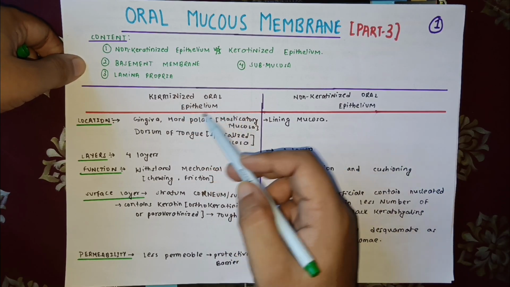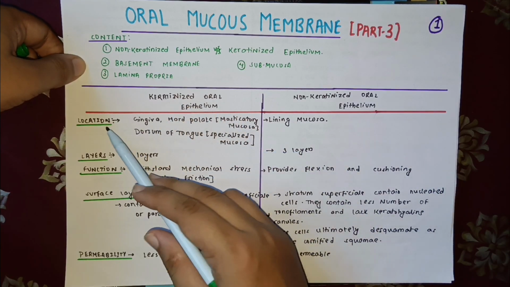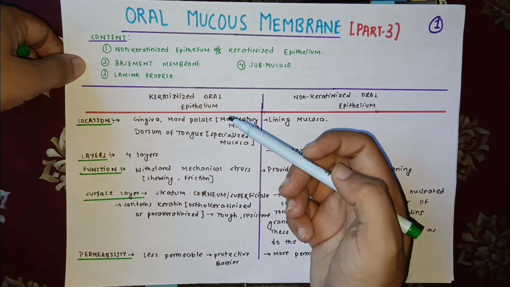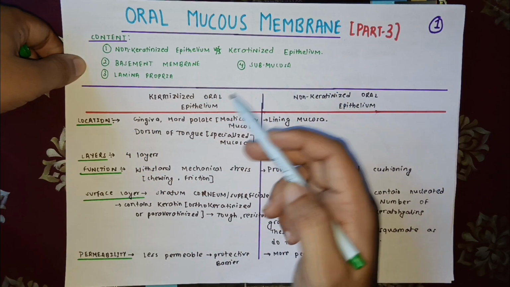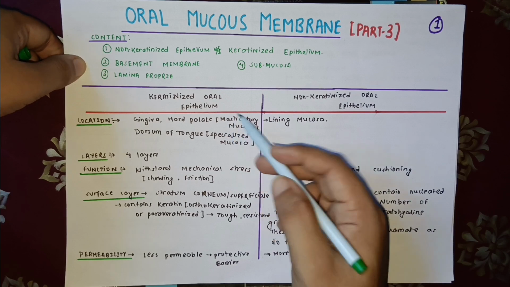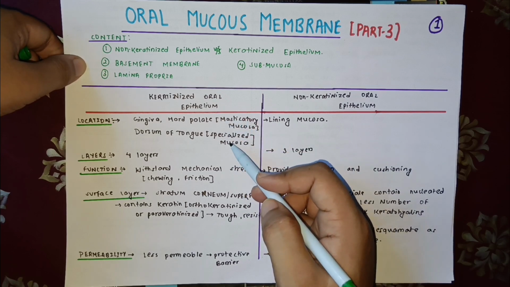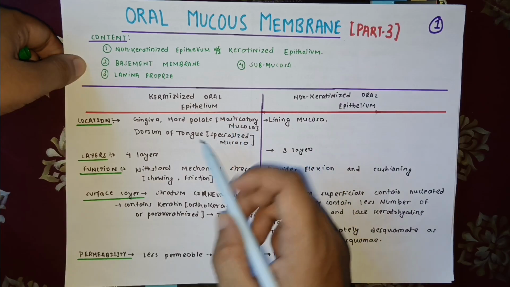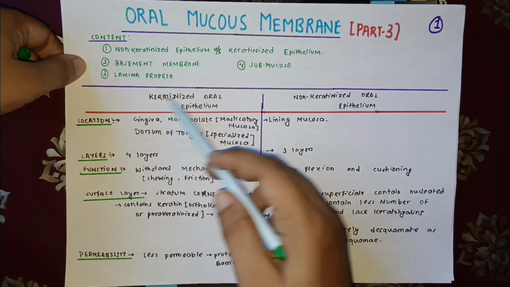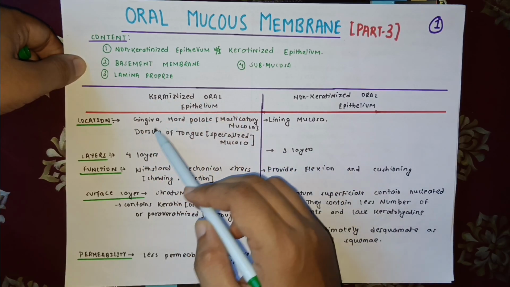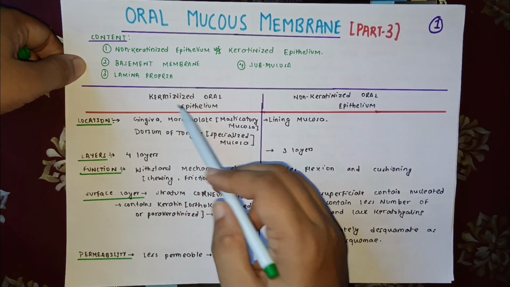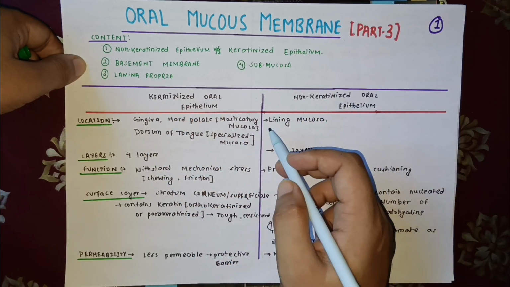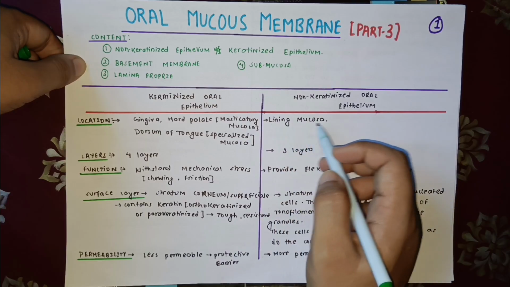In keratinized oral epithelium, as we can see here, first of all, location. In the first video, in the classification section of the oral mucous membrane, I discussed masticatory mucosa, specialized mucosa and lining mucosa. The masticatory and specialized mucosa contain keratinized oral epithelium. So gingiva, hard palate, and dorsum of the tongue have keratinized oral epithelium, and non-keratinized oral epithelium is present in the lining mucosa.